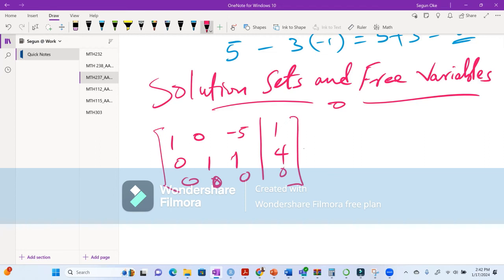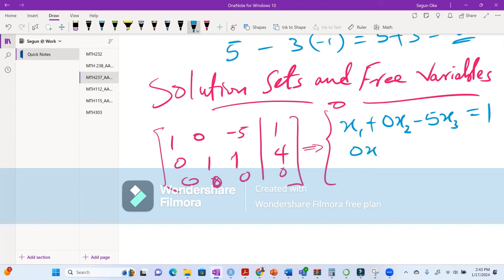So if I want to write this one out, how do I do that? I can rewrite it in the form of a system of equations. x1, because 1 is here, plus 0x2, minus 5x3 equals 1. Then for the second equation, I'll have 0x1 plus x2 plus x3 equals 4. The third equation is 0 equals 0.